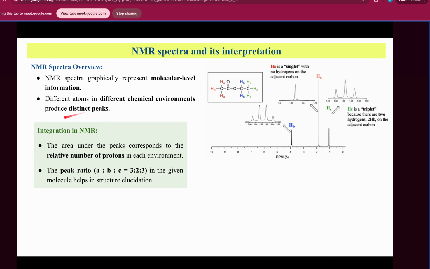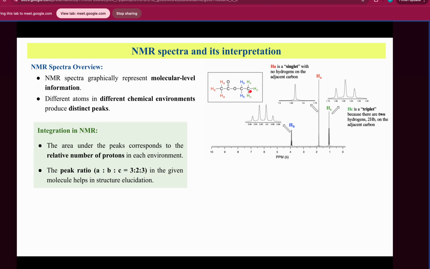Different atoms in different chemical environments will make different peaks, because there is a difference in the chemical environment. And what does chemical environment mean? For example, if we talk about the proton spectra, the H1 NMR spectra, then we will be focusing on all the hydrogens.